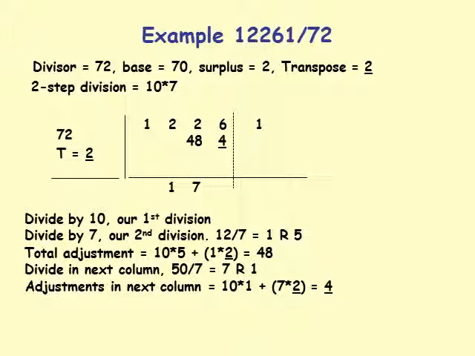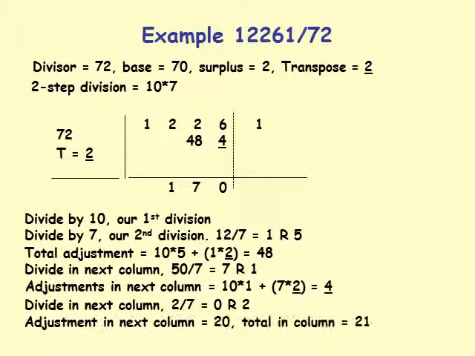So in the next column we have 6 minus 4, which is 2. Now we will divide the next column by 7. So 2 divided by 7 is 0, remainder 2. So we got 170 here, 0, remainder 2. Let's do the adjustments now.